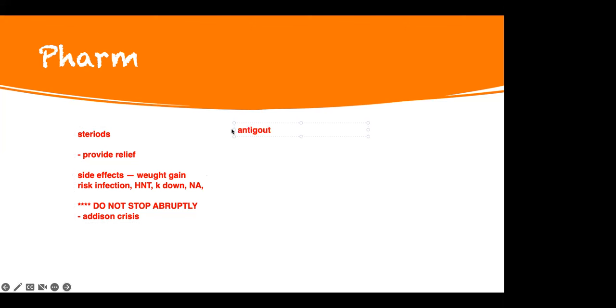Then anti-gout. Anti-gout, allopurinol. I'm going to spend some time here because this is very important. This affects uric acid production, right? And it's used for chronic gout, not for an acute problem. Side effects. Number one, it is a sulfur drug. Therefore, they have photosensitivity, Stevens-Johnson syndrome, and agranulocytosis.